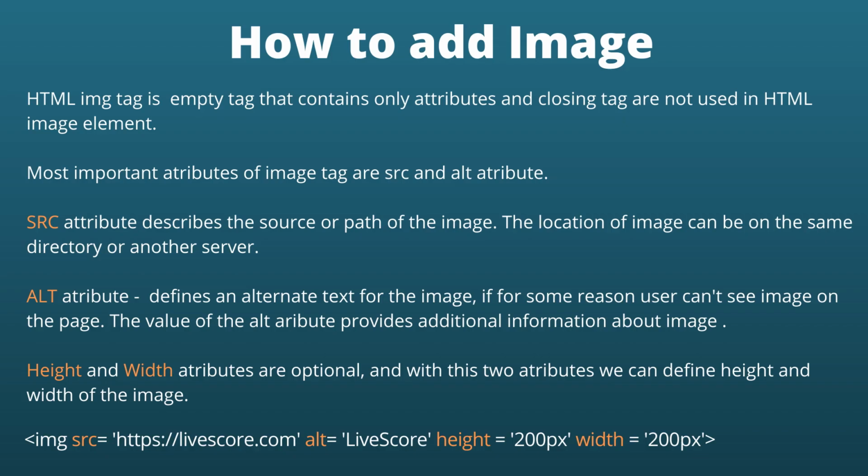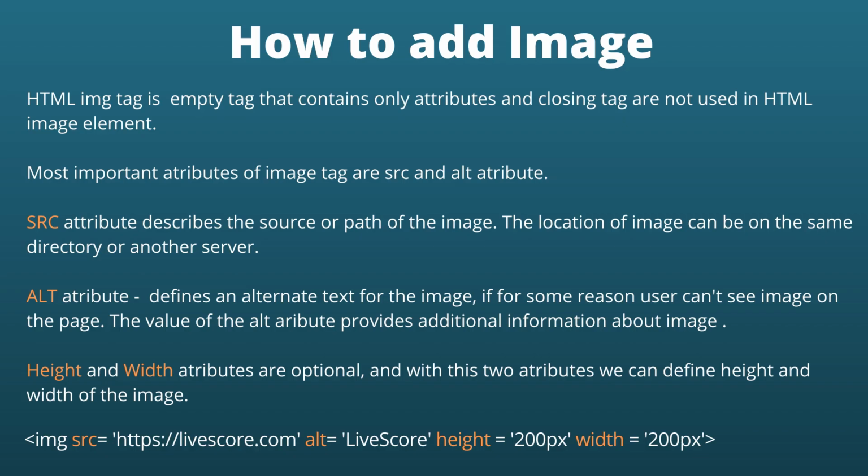element. The most important attributes of the image tag are the source and alt attributes. The source attribute describes the source or path of the image, and the location of the image can be in the same directory or another server. And the alt attribute defines alternate text for the image if for some reason the user can't see the image on the page. The value of the alt attribute provides additional information about the image.